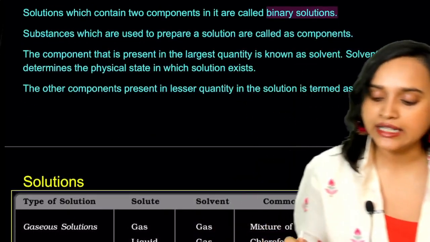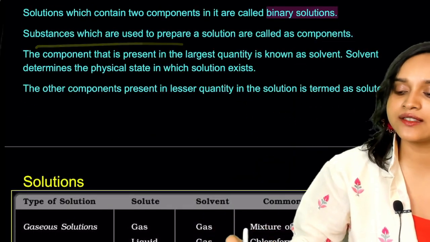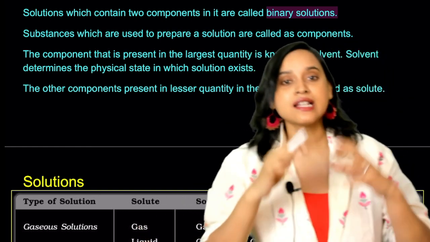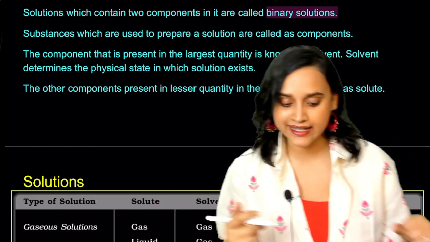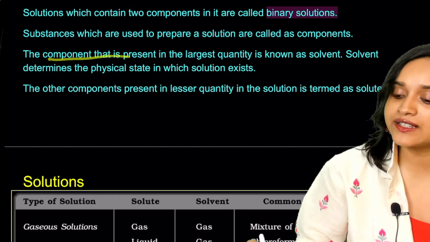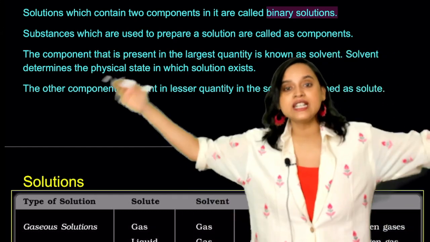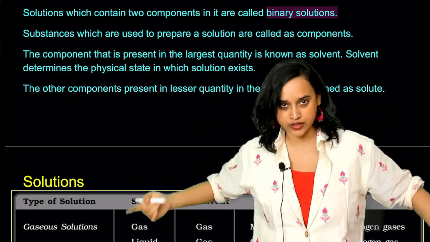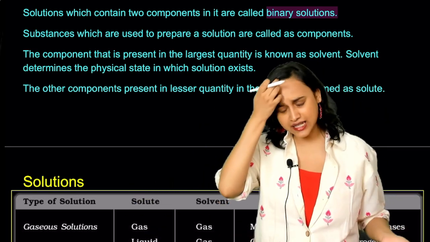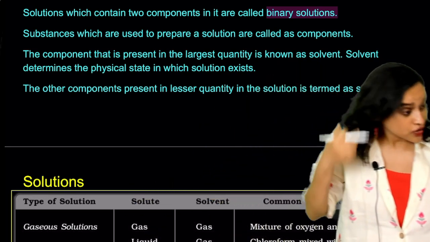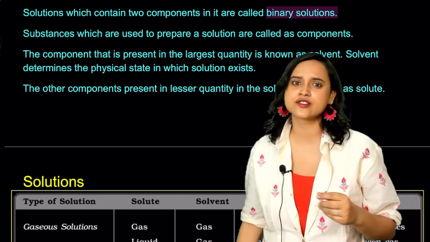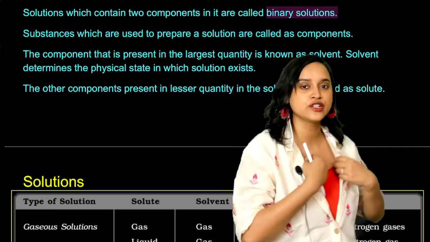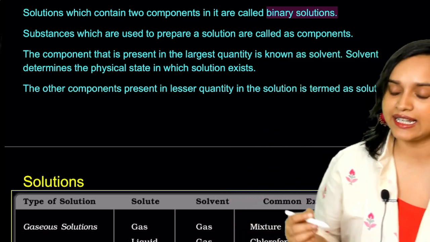Substances which are used to prepare a solution are called the components. So the solute is a component, the solvent is a component, and the solution is what you get. That is the end result. The component that is present in the largest quantity is generally called the solvent. The solvent also decides the medium of the solution. If the solvent is gaseous, then the solution is going to be gaseous. If the solvent is a liquid, then the solution is going to be liquid. If the solvent is solid, then the solution is also going to be solid.